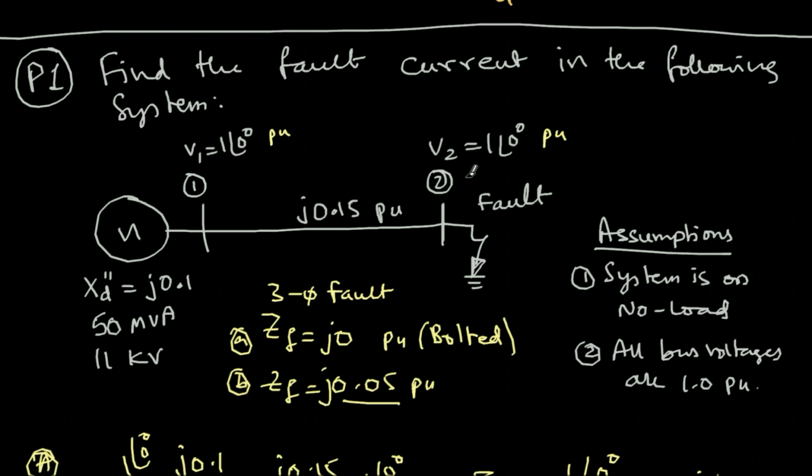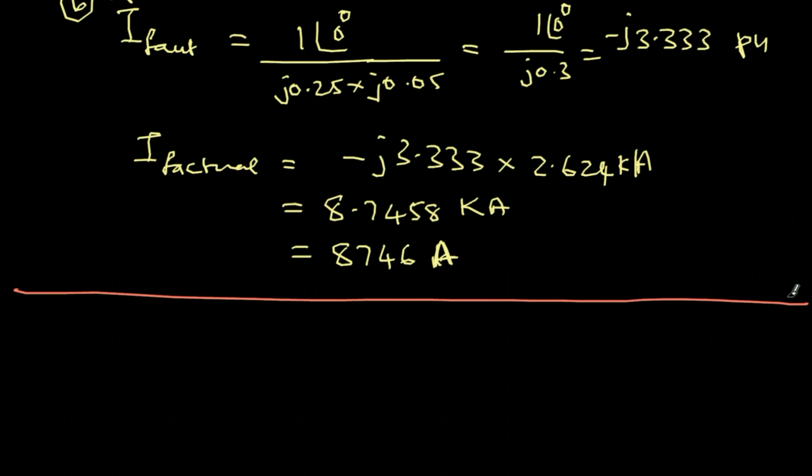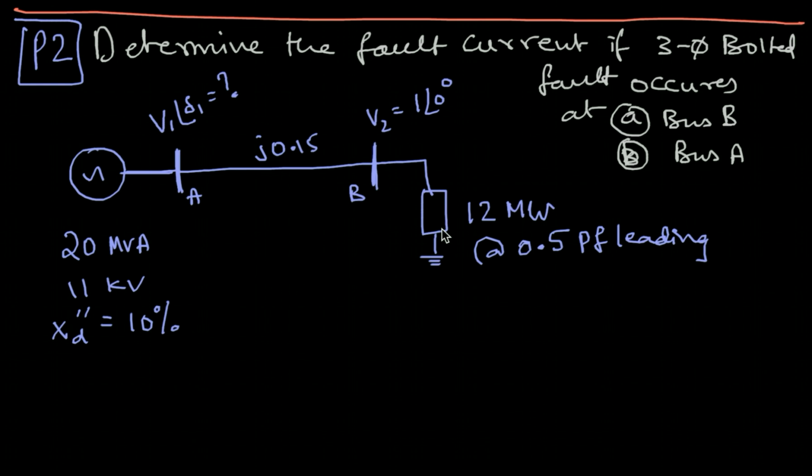So I'll prepare the second question such that that assumption is not valid anymore. So let me just prepare the question. Okay, so here is the problem. I have more or less maintained a similar structure, but I have added the load at bus B or bus 2. Now determine the fault current if a three-phase fault occurs at bus B or at bus A. So the first case is what happens if there is a fault here, what is the fault current?